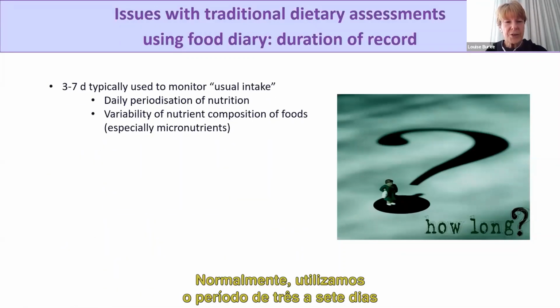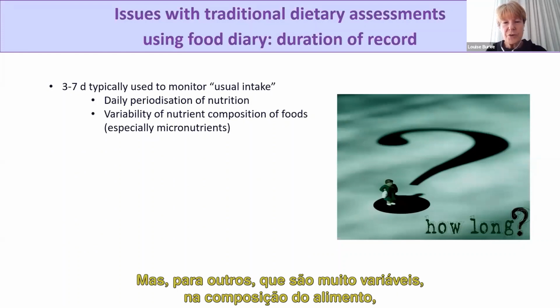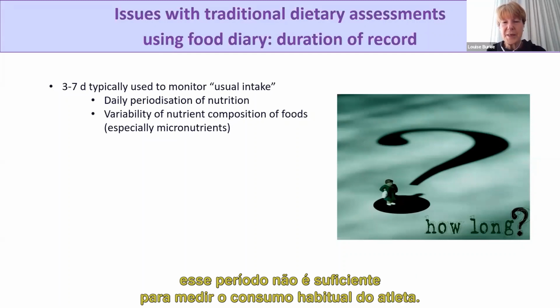Generally, we tend to use 3 to 7 days of food recording to try and measure usual intake, and that's okay for some nutrients, but for many nutrients which are very variable in food, 3 to 7 days isn't enough to get an athlete's usual intake.